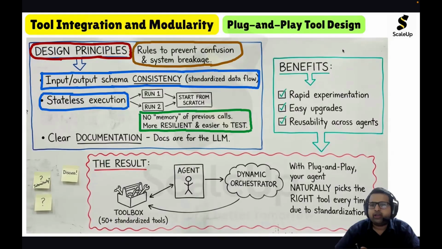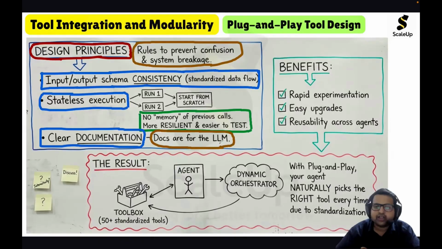And one more very important design principle is clear documentation. In agent systems, documentation is for the large language model. Why is documentation important? It is not for humans, but for large language models. Because we know that in agentic AI systems, large language models will be the orchestrator. They will be calling the tools, and in order to call a tool, large language models should be aware of the tool. And they will be aware of the tool if they are provided with clear documentation.